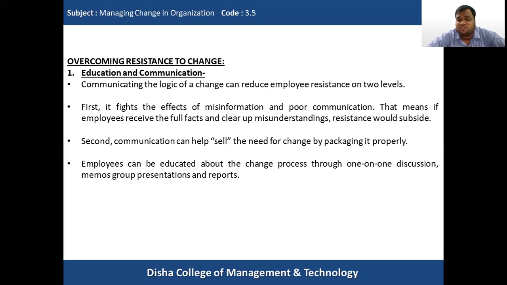Employees can be educated about the change process through one-to-one discussion, memos, group presentations, and reports. These are some of the ways in which there can be education and communication with the employees regarding the logic of the change and why it is required. It may be one-to-one discussion, where the people who are resisting change are discussed with one-to-one, and then memos can also be issued, or group presentations can be done, and reports can be given regarding the whole change process.